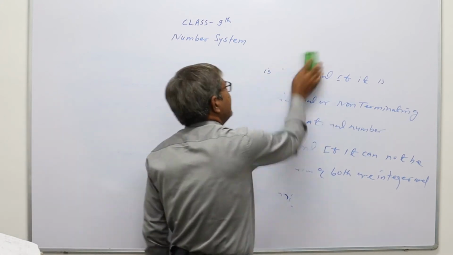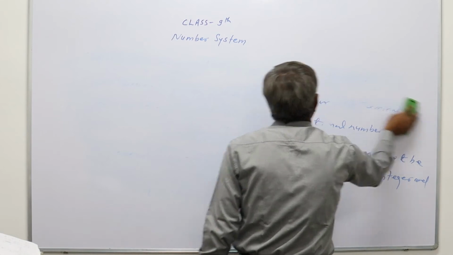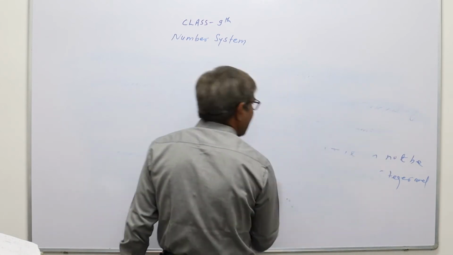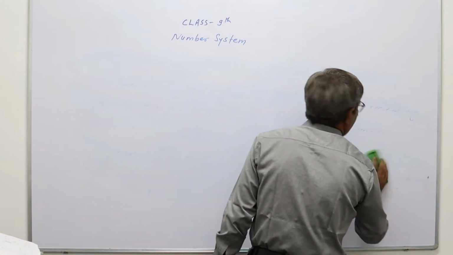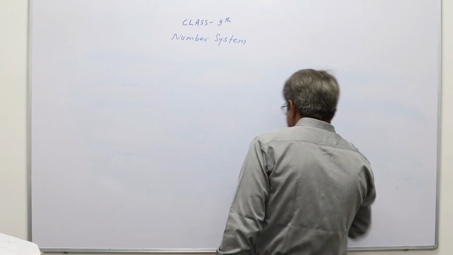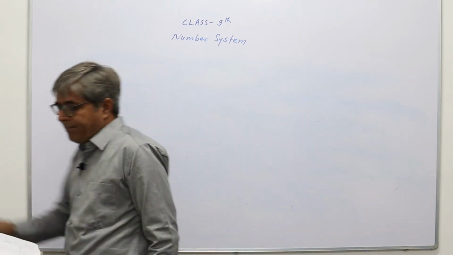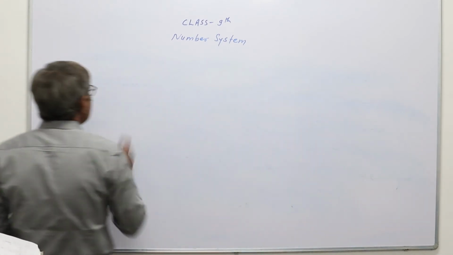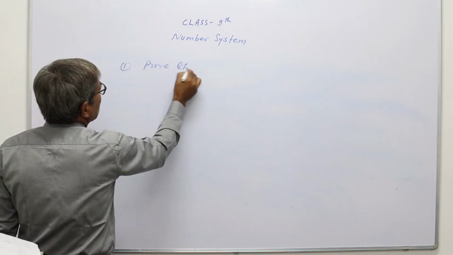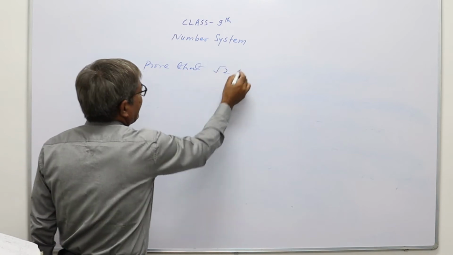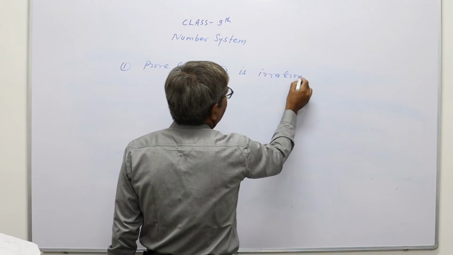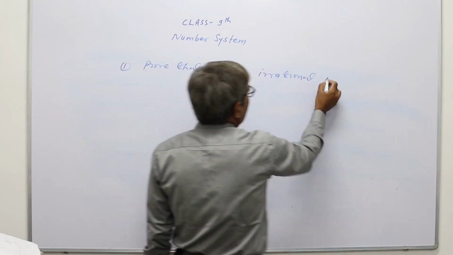So let us first prove that root 2 is an irrational number. How will we prove it? The question is: prove that root 2 is an irrational number.